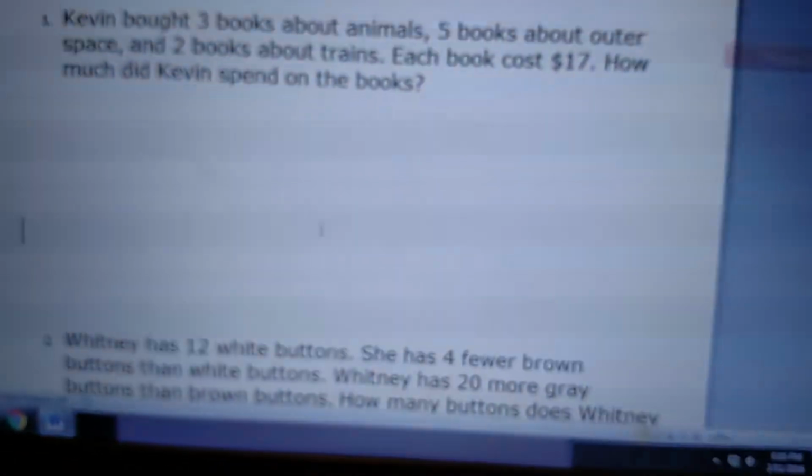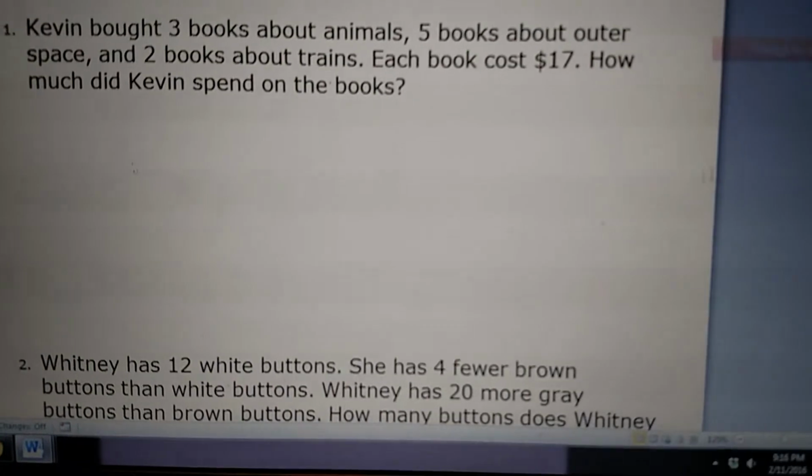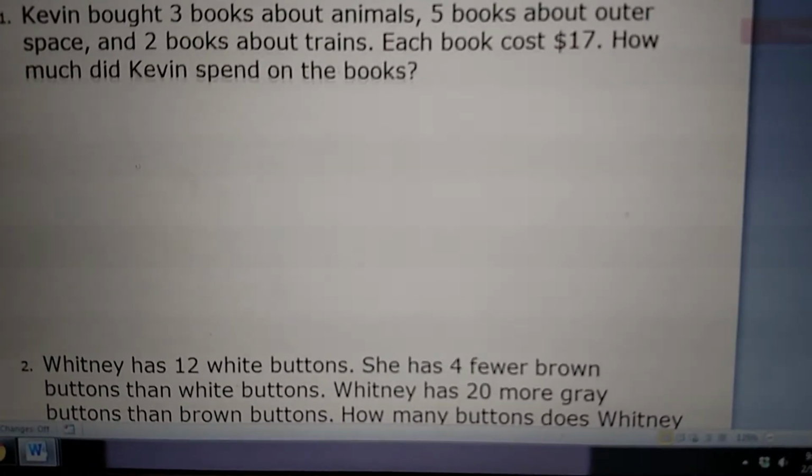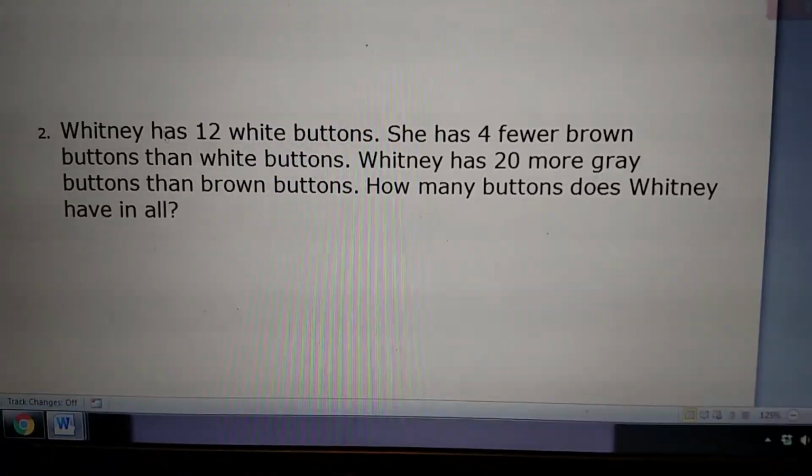And if you noticed, even as an adult, I read that problem 2 times in little parts of the problem, probably more than twice. Let's go to the next one.